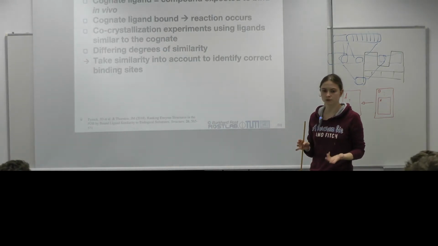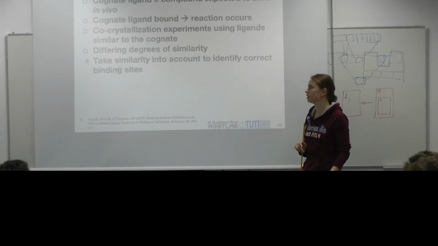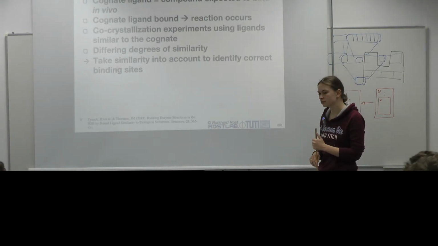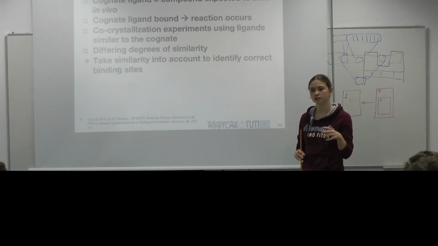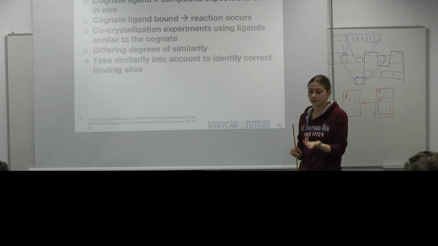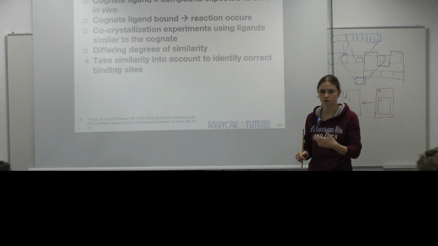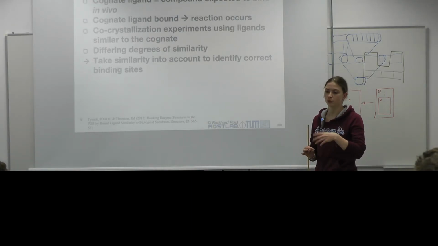But if that happens during a co-crystallization experiment, you don't get a protein-ligand complex because the reaction just happened and there's no ligand left. So what people do in these co-crystallization experiments, in fact, is they don't use the cognate ligand, but they use a ligand that is very similar to the cognate ligand. So it should bind in the same way, but the reaction should not occur. So for example, you could just replace ATP with GTP. So we would assume that it still binds in the same way, but the reaction cannot happen.